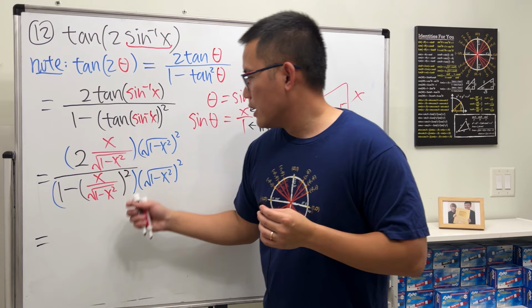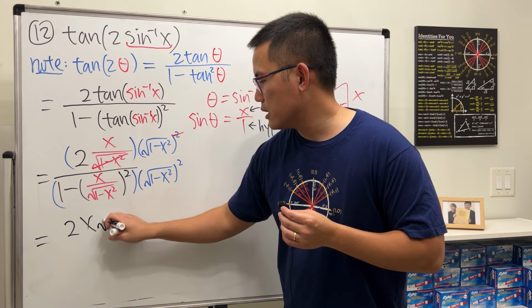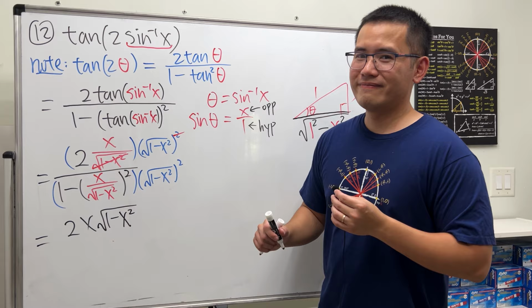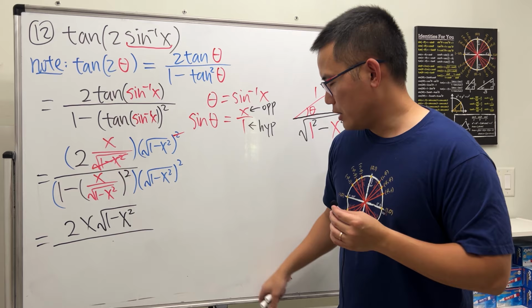Multiply this and that. 2 is still 2. X is x. This cancels out with one of them. So we have square root of 1 minus x squared. Are we okay? Right here. Good, right? So one more left. And then for the bottom, check this out. We have 1 times that. So make sure you distribute that.